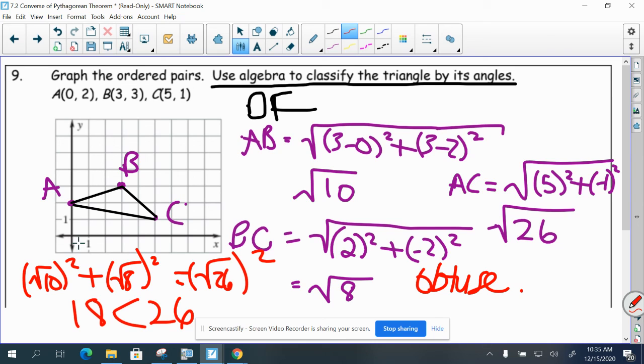Okay, but you're going to want to know how to do it like this using the Pythagorean theorem, because, for example, if this were like a math essay question and it told you to show your work, you would want to know how to go through this process.